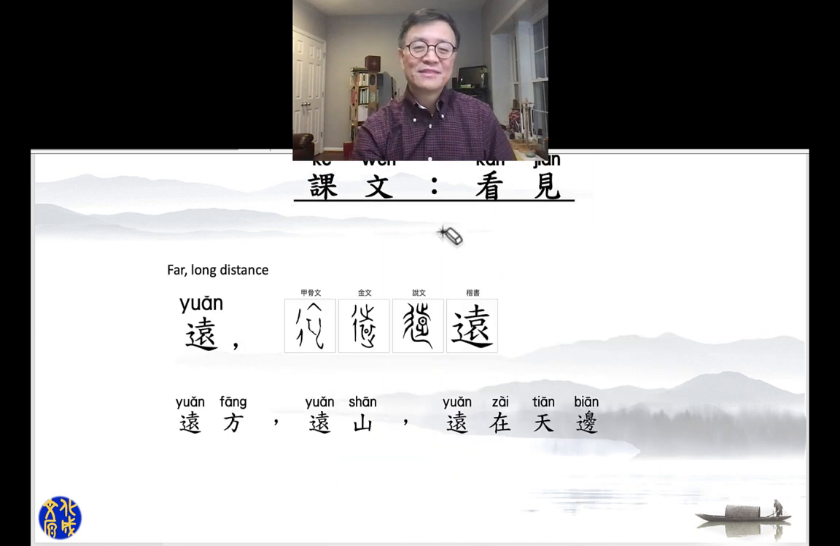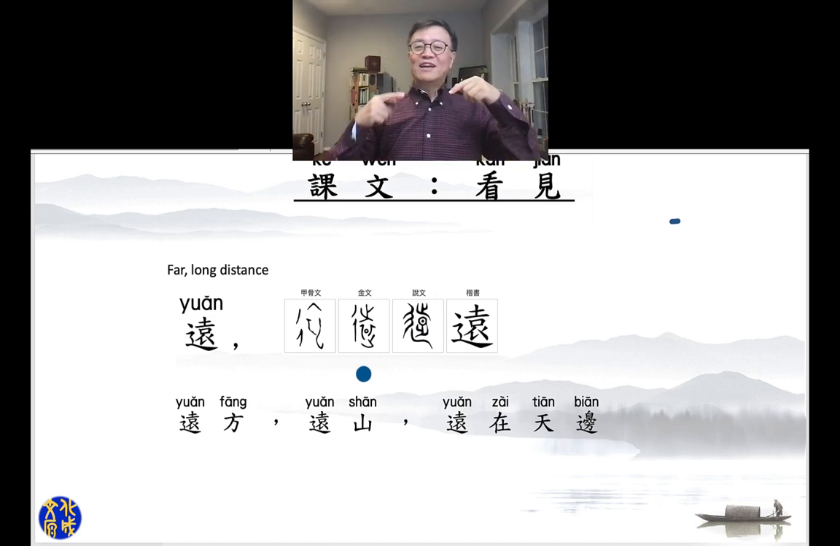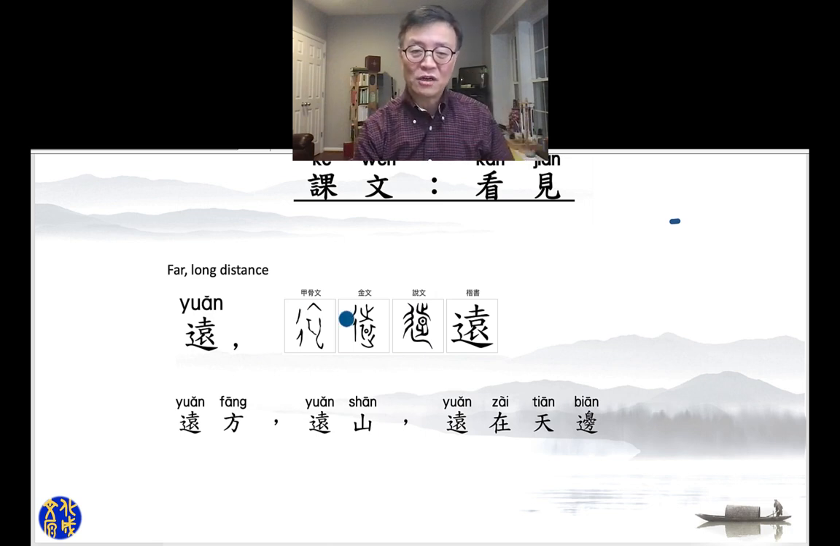Yuan. The right part, pronounced as yuan, is zhouzhi, meaning walk fast, remember? Action, walk fast. But originally, it's a cloth, a big cloth. A big cloth from here to down there is a long distance. So that's the original meaning of this right part.